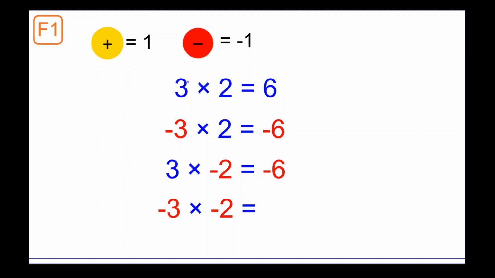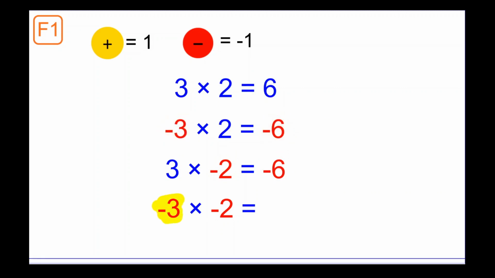So far, we started with ordinary multiplication. 3 times 2 equals 6. And we saw that if we change the 3 to a negative 3, we change the answer to negative 6. And if we change the 2 to a negative 2, we change the answer also to negative 6. The question we now want to answer is what happens if we change both?